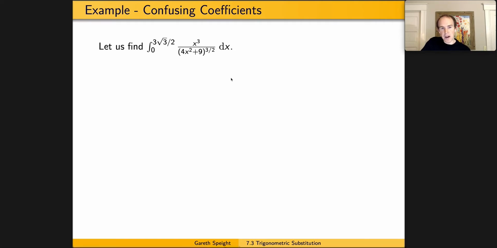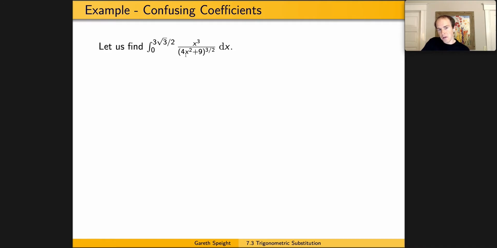So we're looking at the definite integral from 0 to 3 square root 3 over 2 of x cubed divided by 4x squared plus 9 to the power 3 over 2 dx. And the thing on the bottom is not a square root, but it is a square root and then cube. It's to the power 3 over 2. So it's the kind of thing that we would use the techniques from the table for.